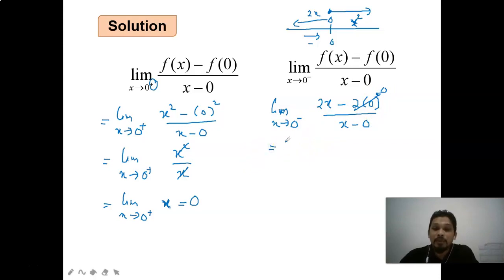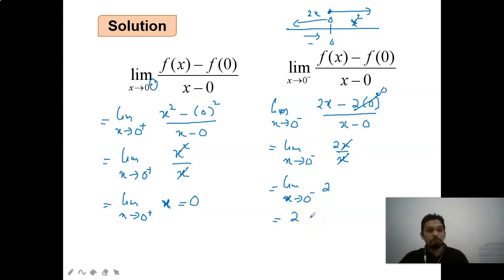Equal to a limit of x approaching to 0 from left, 2x divided by x. So x divided by x, then limit of x approaching to 0 from left. Do you find any x left here? No. So the limit doesn't work here. So it lands at x equal to 2.